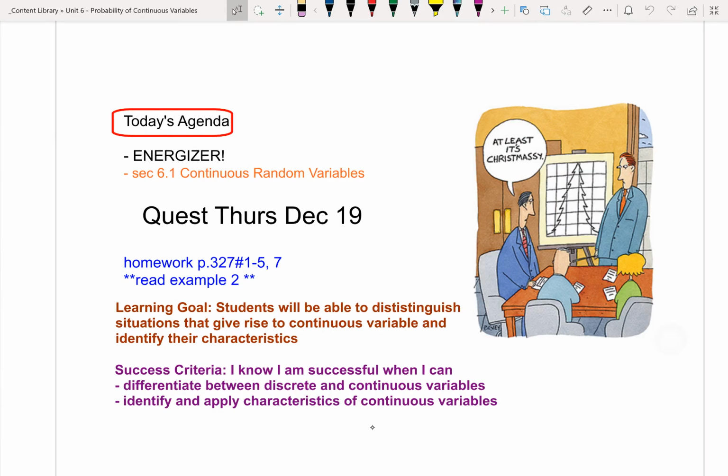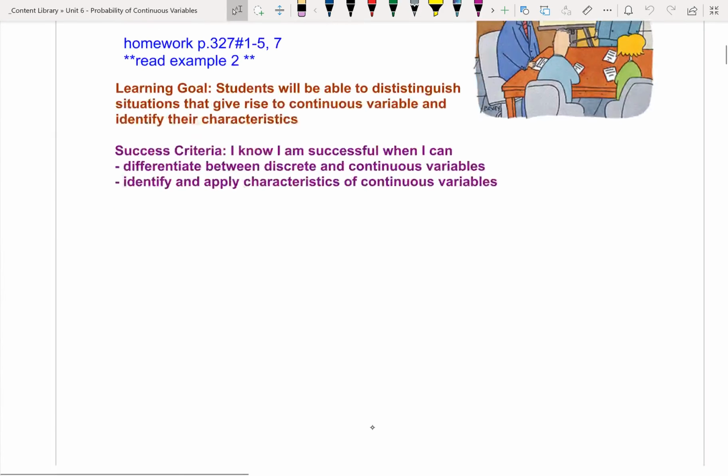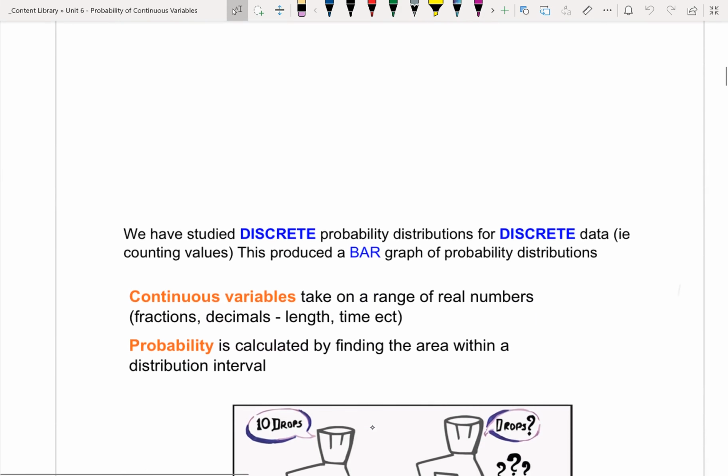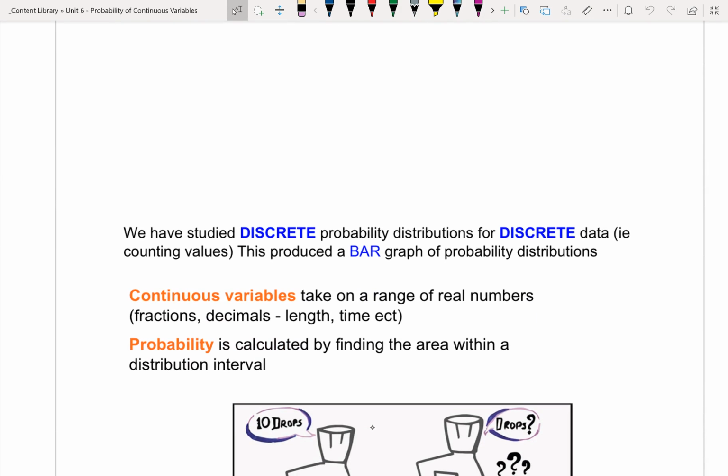In today's note, we're going to be looking at continuous random variables. So, in the past, we've studied discrete probability distributions for discrete data. This is where it was more counting values, and this produced a bar graph of probability distributions. This could be something like rolling a die or finding the sum of two dice, because those outcomes were discrete. There were no range of values. It was either one thing or the other.